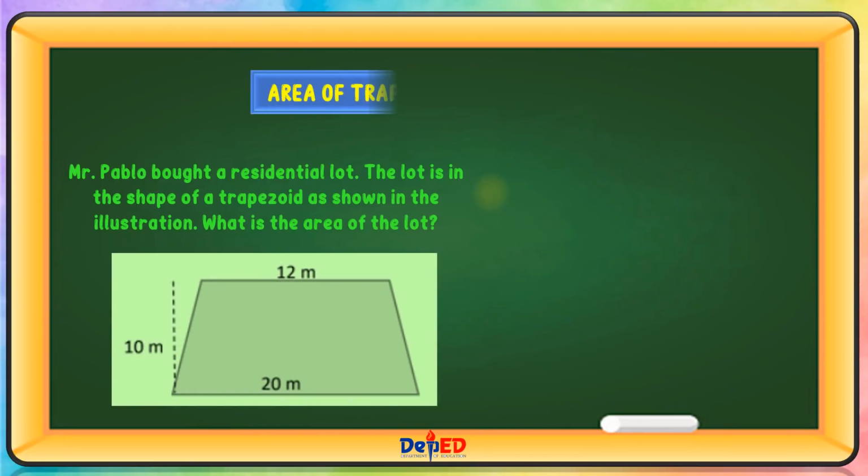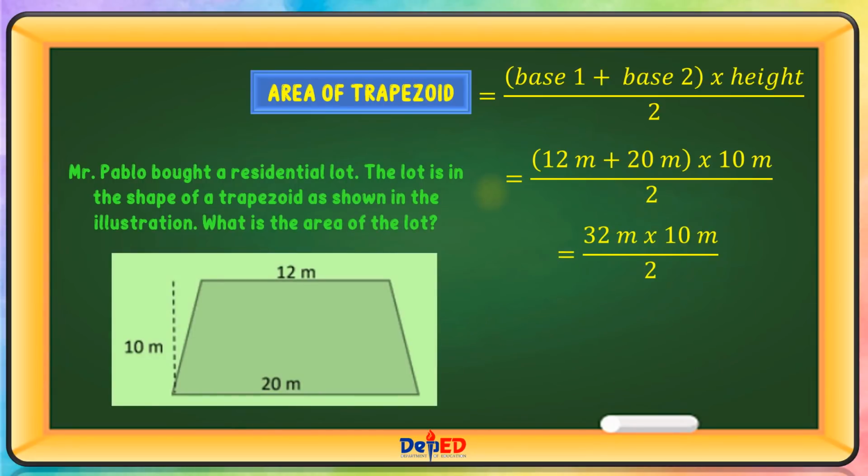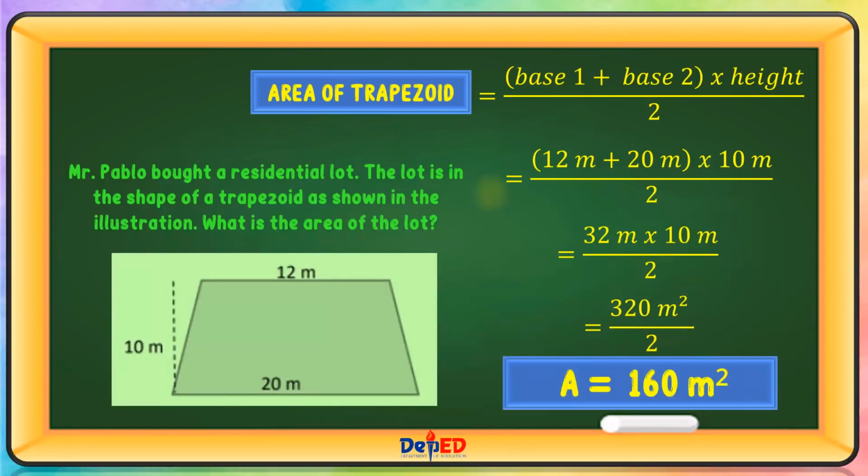Area of trapezoid ay meron tayong formula na base 1 plus base 2 times height divided by 2. Ang ating base 1 ay 12, ang base 2 ay 20, multiply to 10 divided by 2. 12 plus 20 meters equals 32 meters times 10 meters divided by 2. 32 times 10 equals 320 meters squared divided by 2 equals 160 square meters.